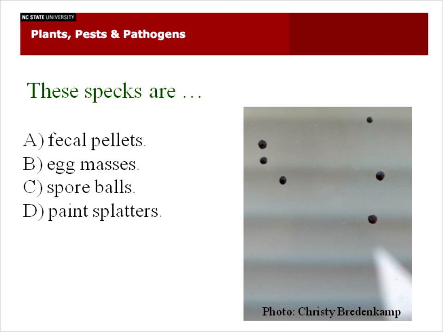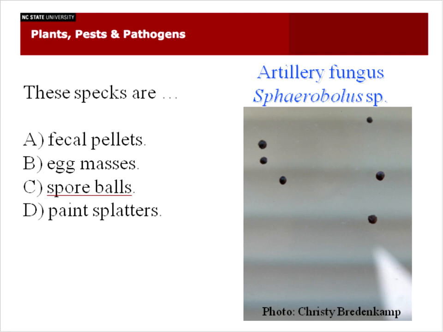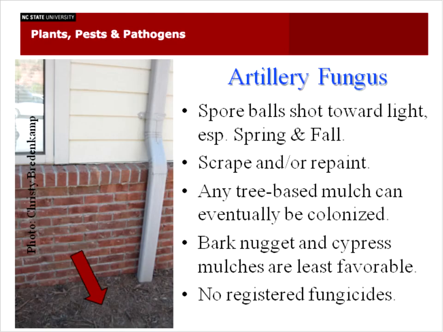And the specks themselves, eco pellets, egg masses, spore balls. I kind of gave it away here. Yeah, these are the spore balls of the artillery fungus, Sphaerobolus. I learned in looking up things about this when the pictures came in that there are now at least three different species described. We used to automatically say what species it was, but I backed off and just call it Sphaerobolus sp. now. Unfortunately, these specks are not going to come off unless you paint or scrape.